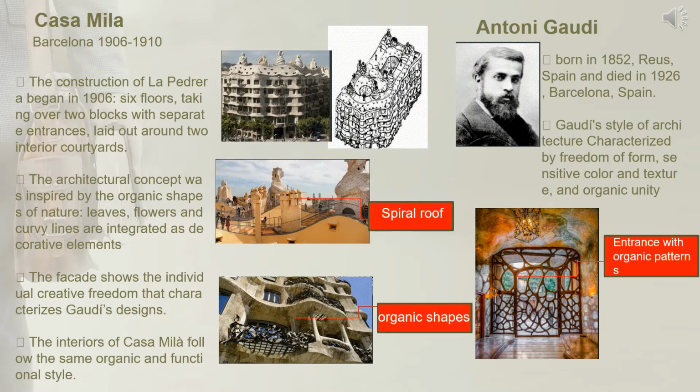The interior of Casa Mila follows an organic and functional style: the entrance with organic patterns, the organic shapes on the facade, and natural materials such as concrete.